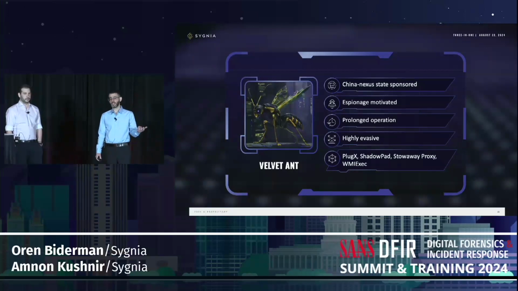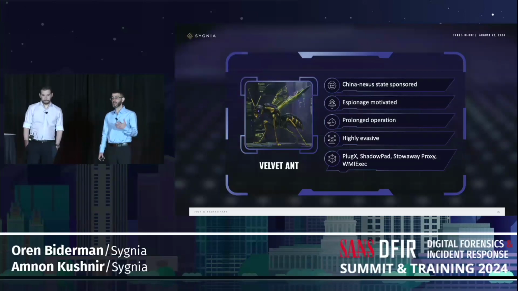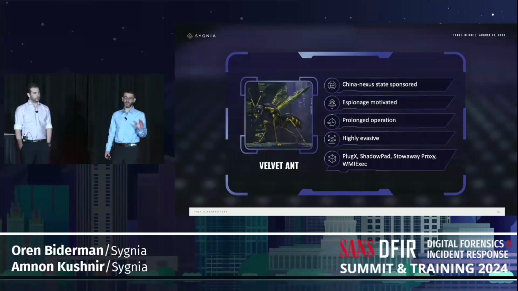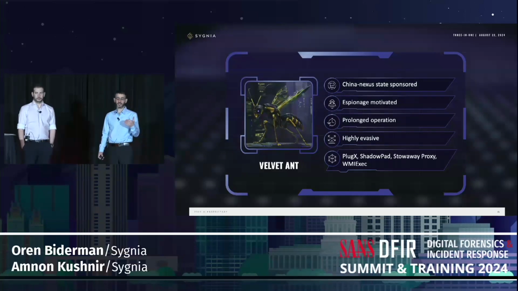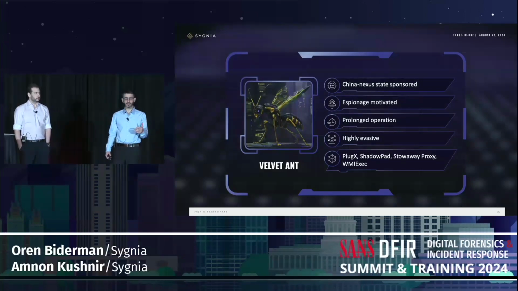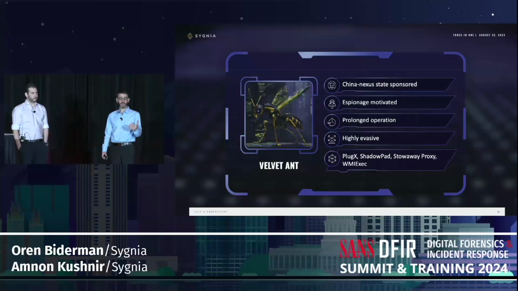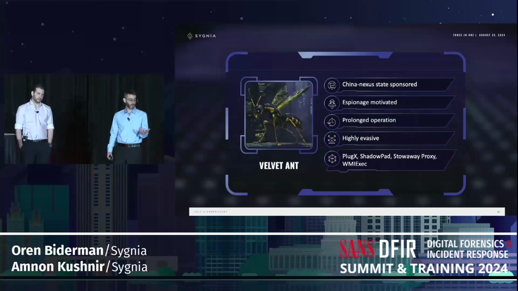Velvet Ant are a Chinese APT group that specializes in espionage operations. They maintained access to the network for more than 3 years, during which they were highly evasive. They disabled the EDR solution, tampered logs, performed time stomping, anything they could do to remain hidden inside the network. They're also very fond of hijacking execution flow. From DLL sideloading to DLL search order hijacking, they find creative ways to load their payload into memory.